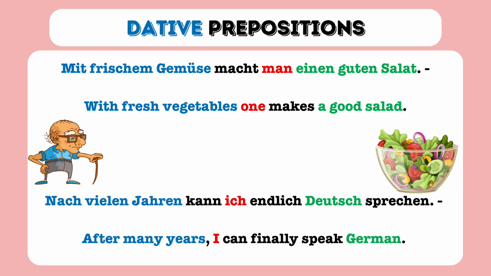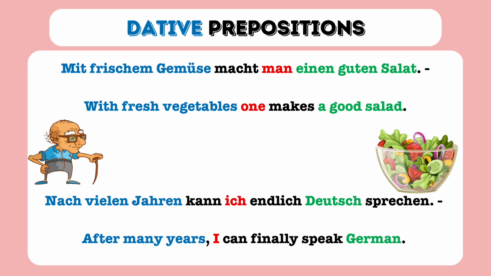Mit frischem Gemüse macht man einen guten Salat. With fresh vegetables, one makes a good salad. Mit is a dative preposition, so of course it's followed by the dative case. Gemüse, being a neuter noun, has to have an m at the end of the adjective. Mit frischem Gemüse.